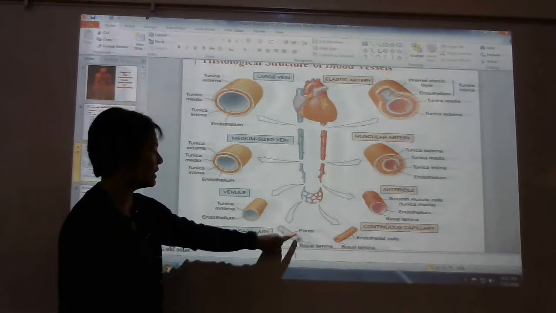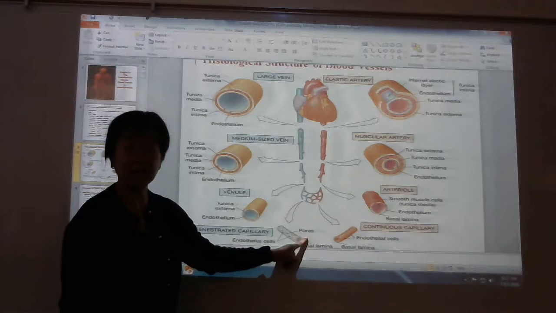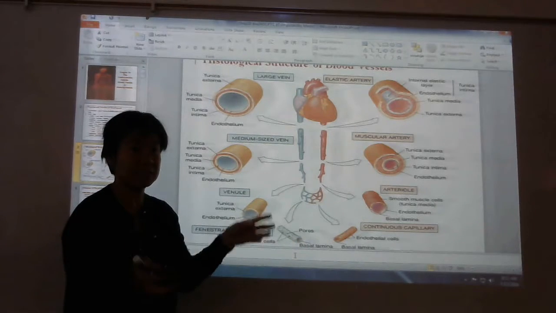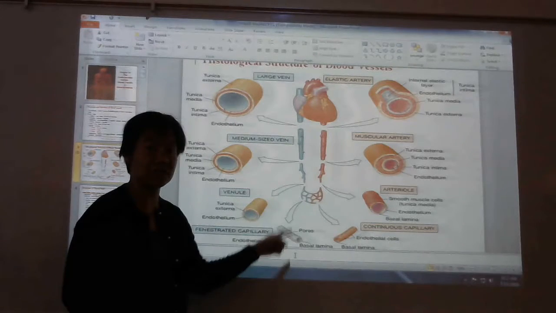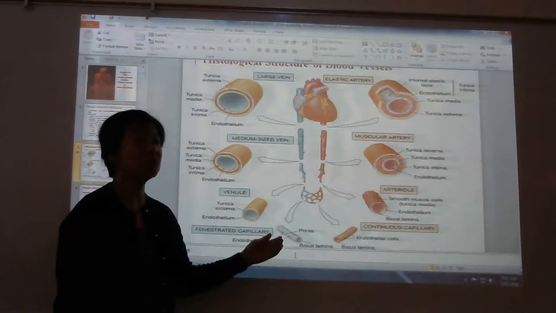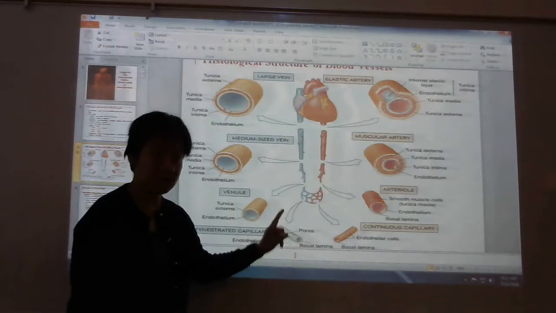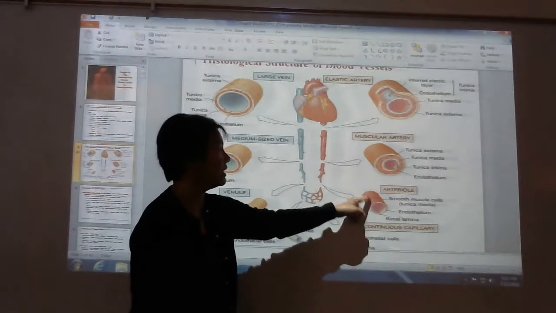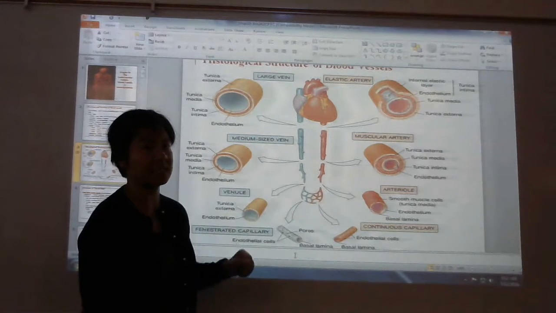Only the capillaries have pores or openings. Sometimes some capillaries have actual spaces in between the cells. That's how substances are able to leave and enter your circulation. Where do white blood cells leave? Here. How about your glucose? How does it leave to nourish your tissues? Hormones here. Never here, never here. This one has no openings.